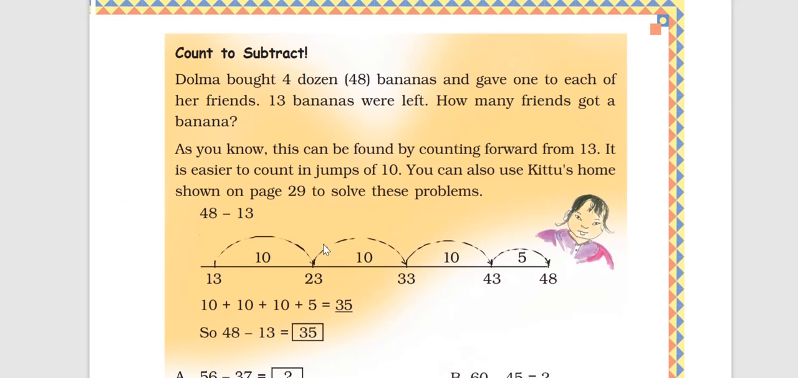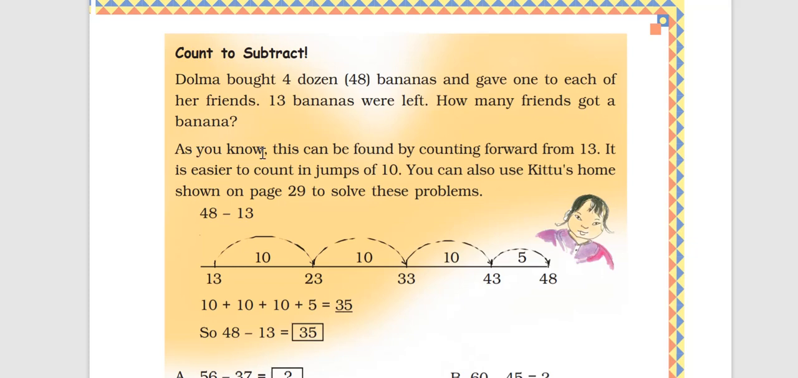Okay, so what we have here looks like another word problem. Dalma bought 4 dozen. 4 dozen means 48. Dozen means 12, and 4 dozen is 4 12s, which comes down to 48. And gave one to each of her friends. Now 13 bananas were left. After she gave bananas to her friends, there were 13 left. How many friends got a banana?